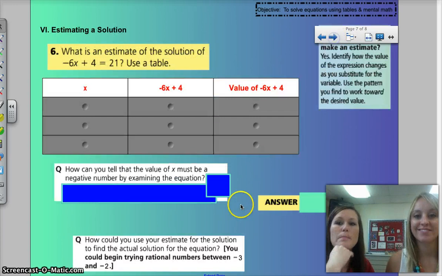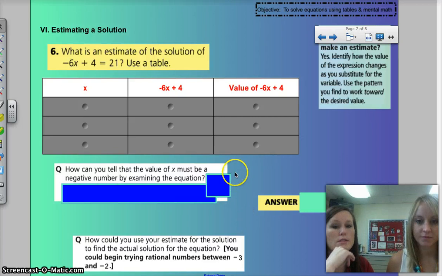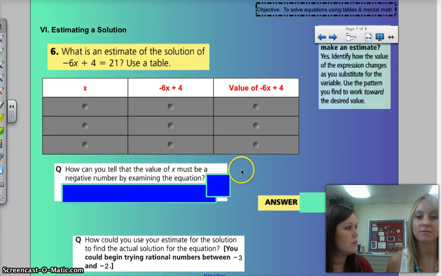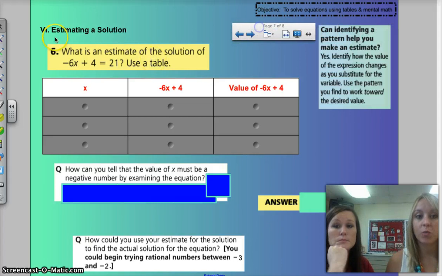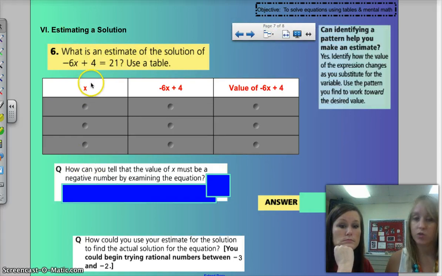Okay, let's keep going. Same song and dance here. Estimate a solution. So what is an estimate of the solution? Use a table. Again, limitations of using a table, you may have to be guessing and checking a lot. And with this, it says estimate. Notice how we don't know where we're going to start with x. So you can start with 12, you can start with 1. It's your call.